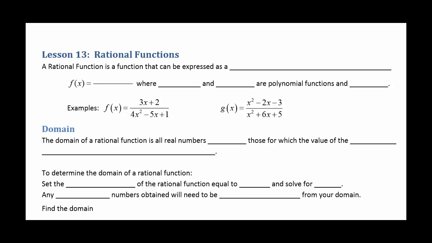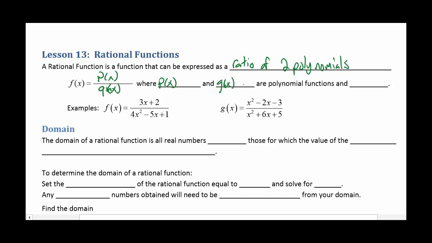A rational function is a function that can be expressed as a ratio of two polynomials. In this case, f of x is going to represent two different functions in terms of a fraction. So we have some function p of x and some function q of x, where p of x and q of x are polynomials, and we're making a domain statement assumption that q of x is not going to have an x value that equals 0.